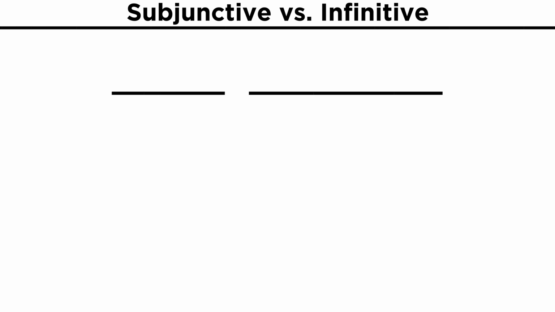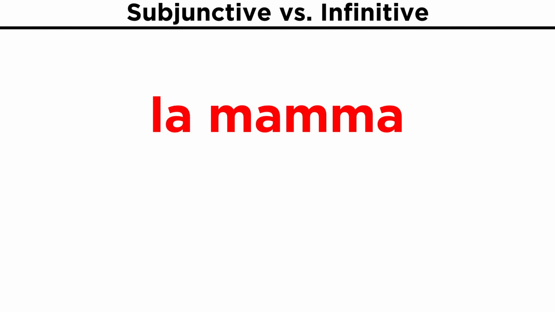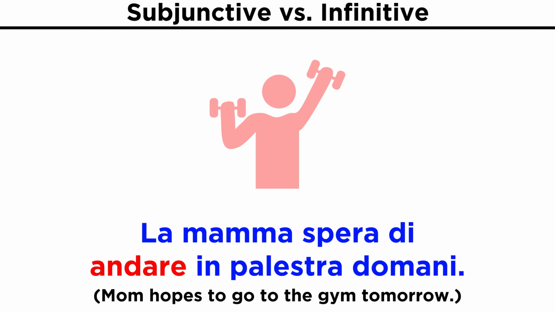In this first blank, we can use che or di. And in the second blank, we can either include the second different subject or omit it, along with the correct form of the verb, to construct a sentence. For example, we have a main subject of la mamma. We can make a sentence with the second subject, Carlo, or we can make one where the subject does not change, and we will see the subjunctive change to the infinitive. La mamma spera che Carlo vada in palestra domani. La mamma spera di andare in palestra domani.